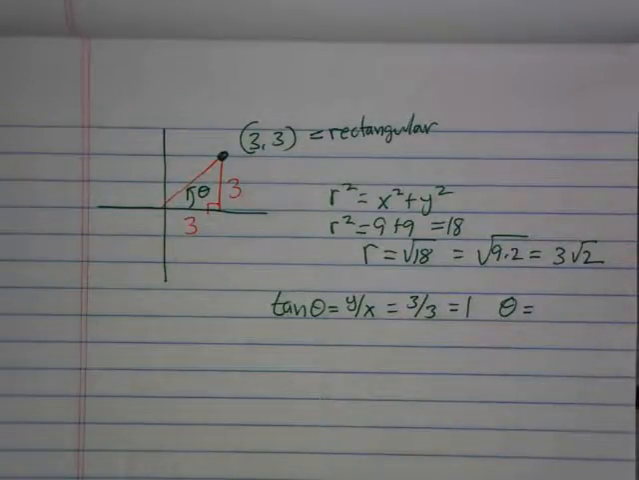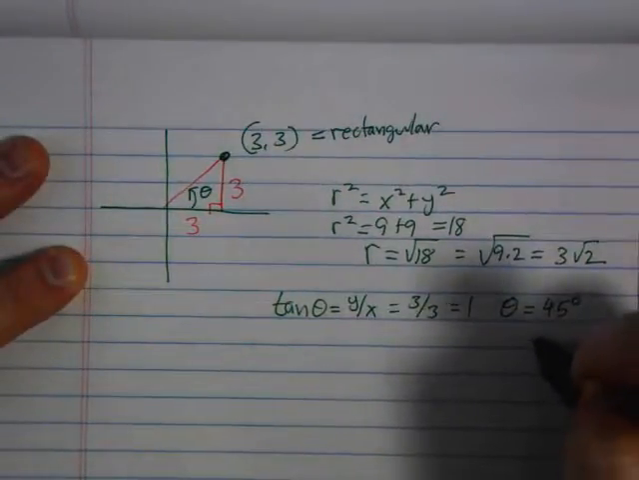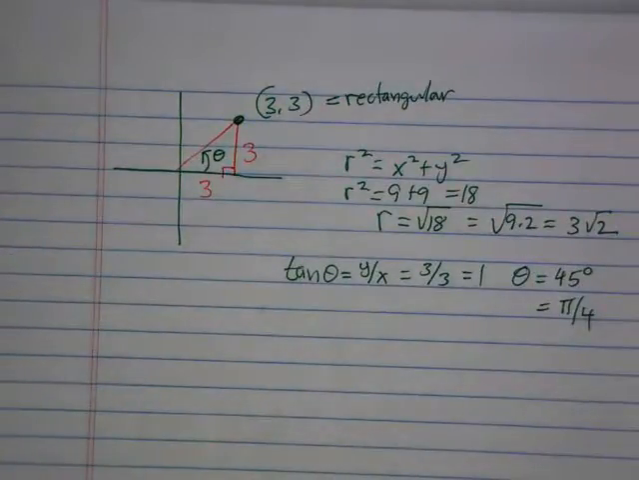You wanted radians or degrees? I'll accept either answer. 45 degrees. Or you could give me pi over 4 radians. I would accept either answer. When you're doing your homework, follow the directions. Sometimes the direction says give your answers in degrees. Sometimes it says give your answers in radians. So follow whatever it asks for.